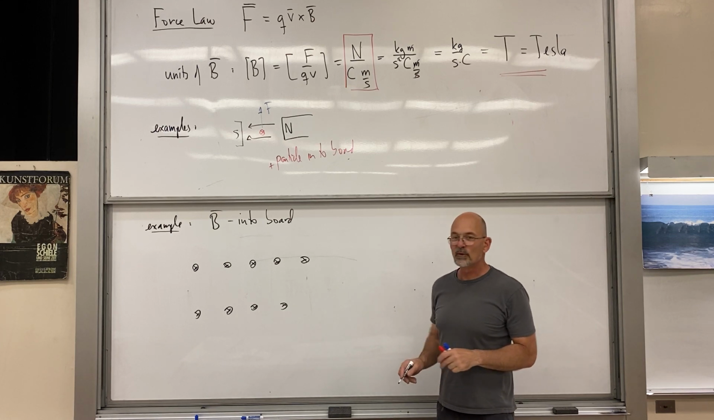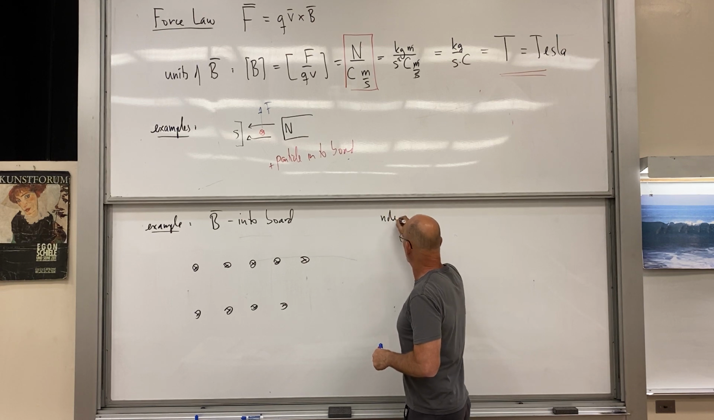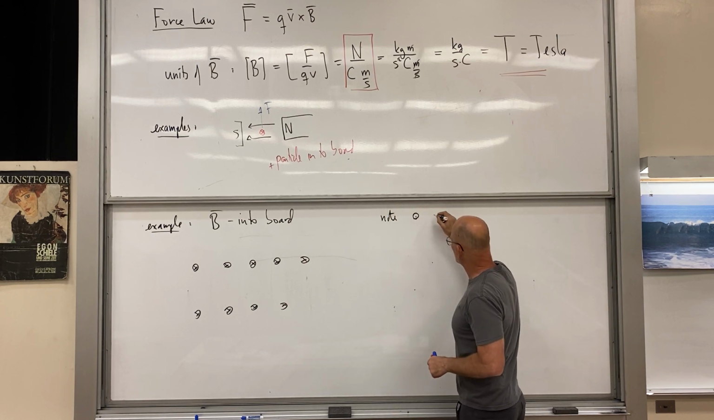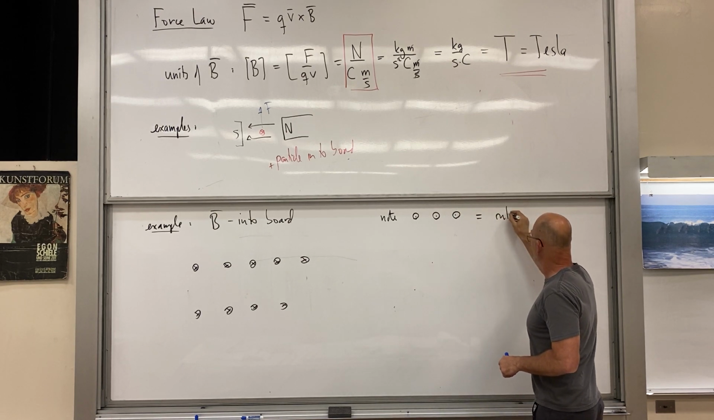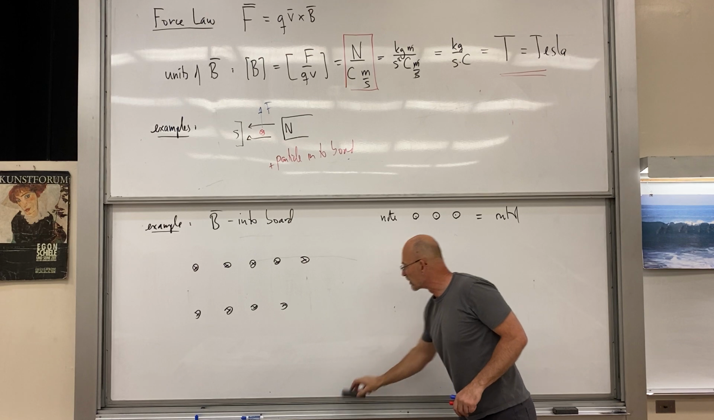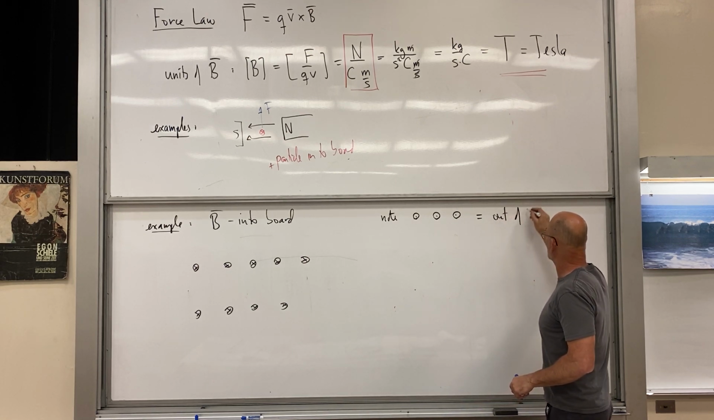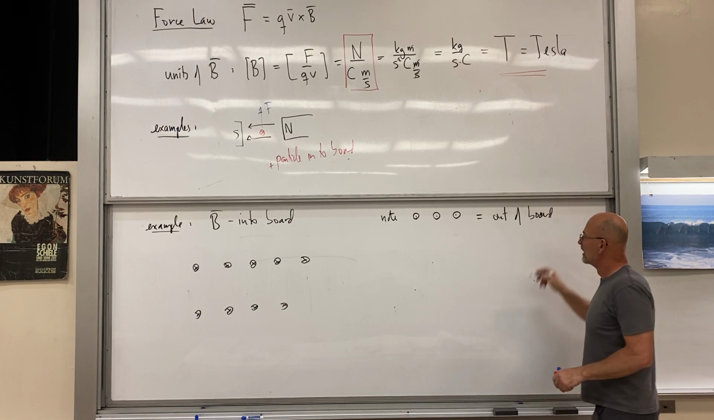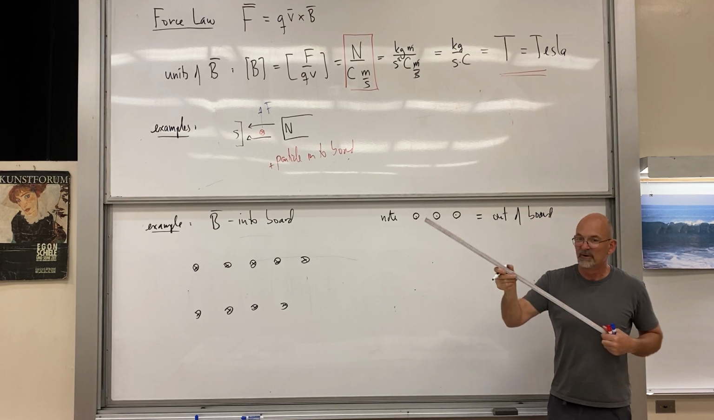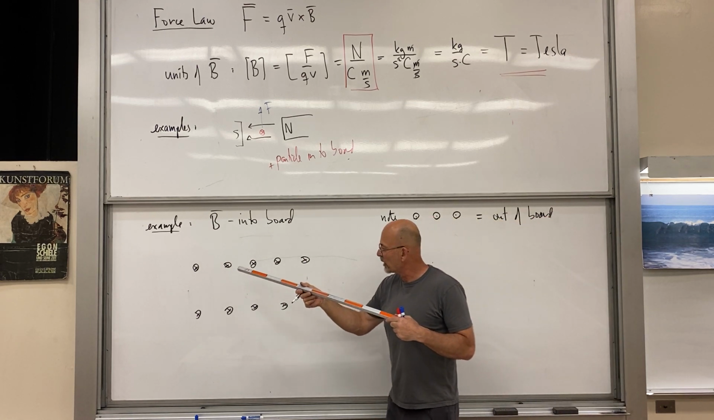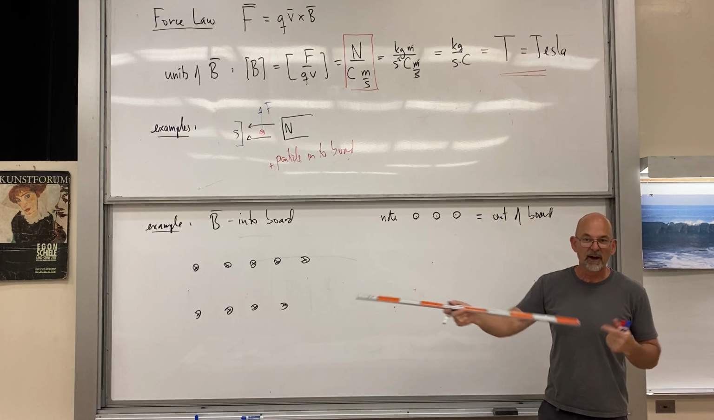Now, what if it were pointing out of the board? If it were pointing out of the board, we would do circles with dots, or just dots. This equals out of the board. Let me write that a little more clearly. And the way you can remember this really easily, this is an arrow coming at you, and this is the arrow going away from you: the feathers on the end of the arrow, and this is the point of the arrow coming at you, right? You can never forget it.